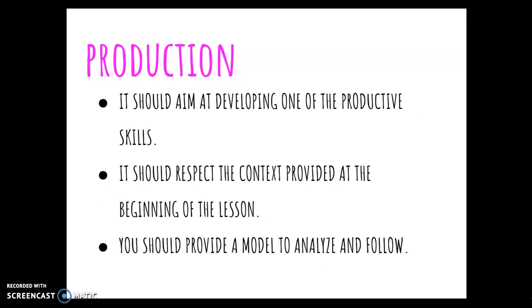The production stage should aim at developing one of the productive skills. We've been studying the skills, and we know that the productive skills are 2: writing and speaking. So the production stage should contain one activity based on any of these 2 skills. It should respect the context we have decided to work with during the class, and, of course, teachers should provide a model to analyze and follow at this stage.